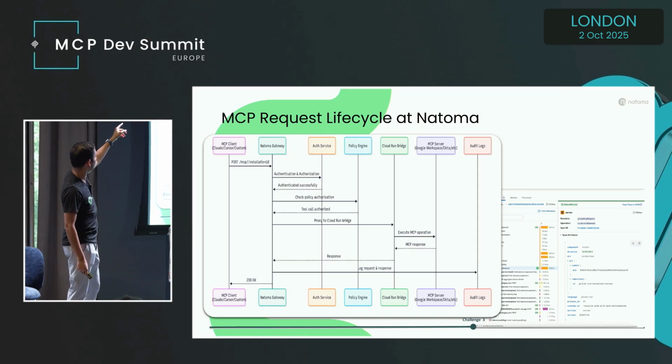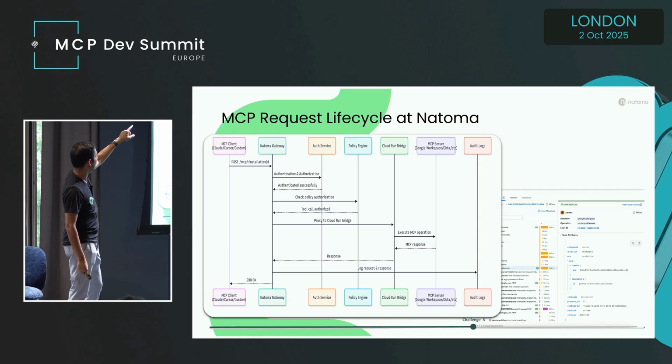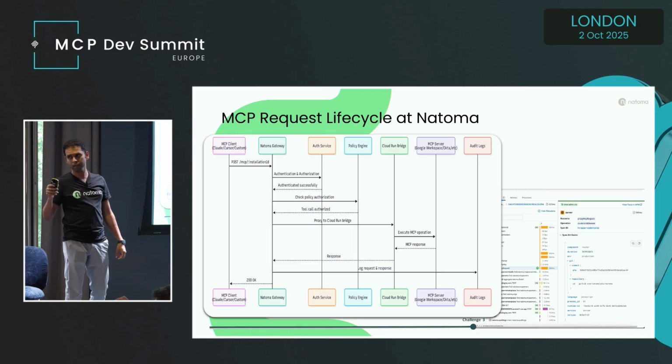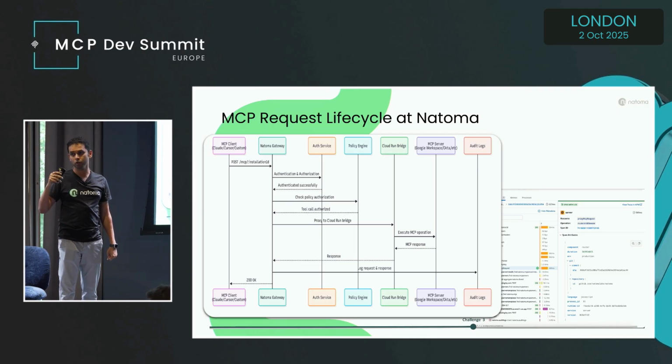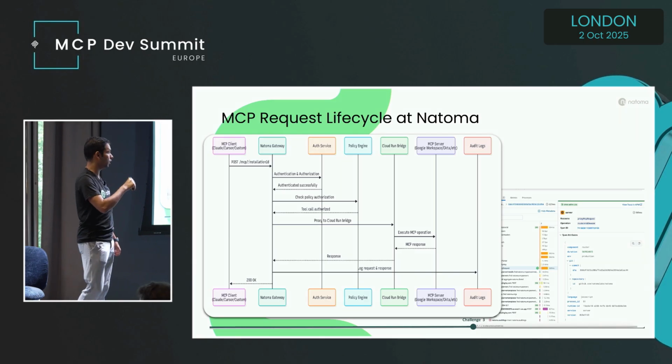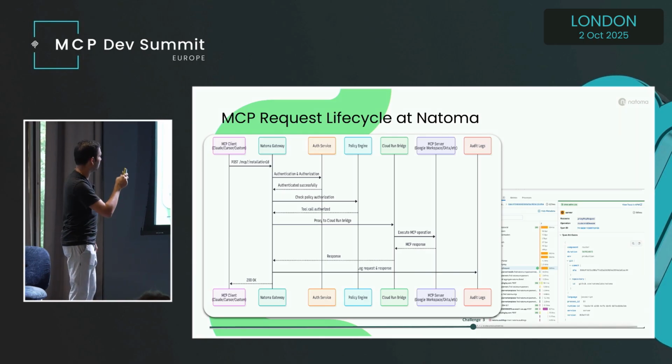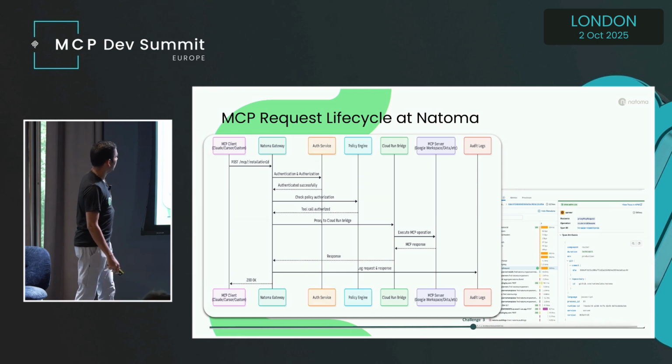It starts with, let's say, a client coming to us with a POST call. Once the auth is handled, then policy is enforced. In terms of policy granularity, we started with the server level, then we went into the tool level. So in terms of resources, policy goes down to the tool level. Once it's all cleared, we proxy it to the Cloud Run bridge.